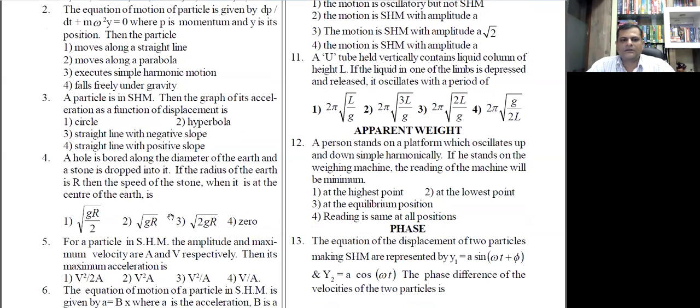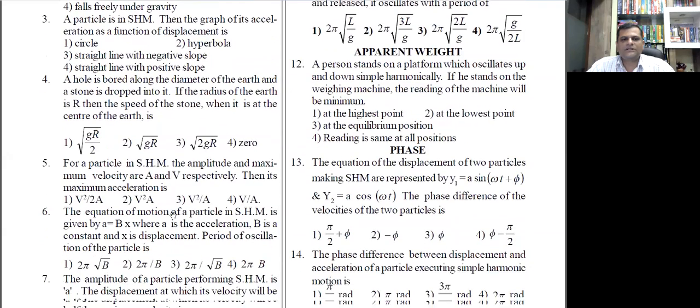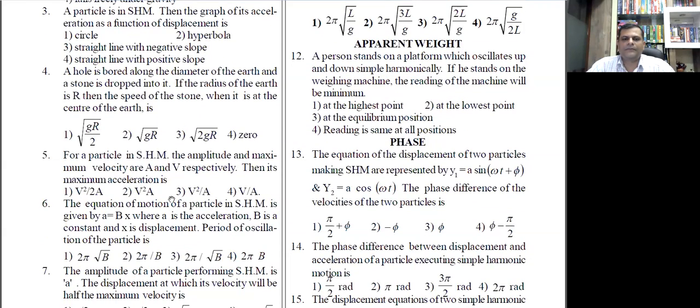Okay. चलो fourth वाला देखो एक बार ठीक से. A hole is bored along the diameter of Earth and a stone is dropped along it. The radius of Earth is r, and then the speed of the stone when it is at the center of Earth is. Let us try to find it out. See here, first of all we have to discuss this question in detail. First of all, hole is bored along the diameter of Earth.